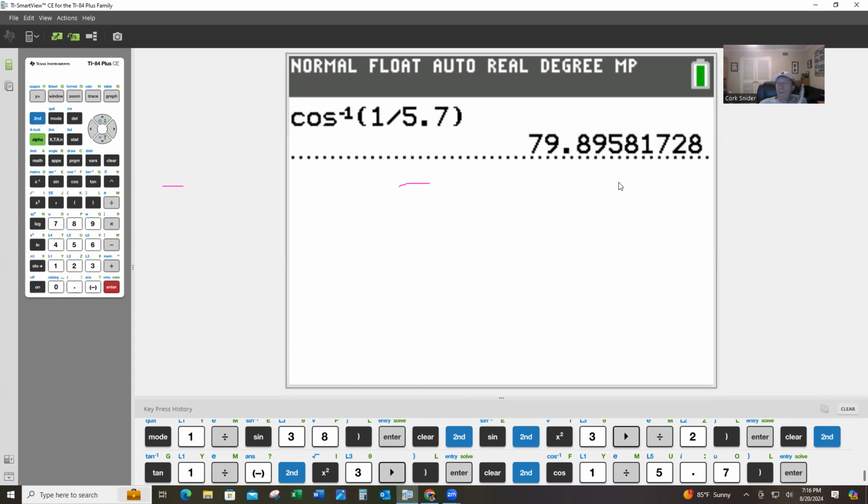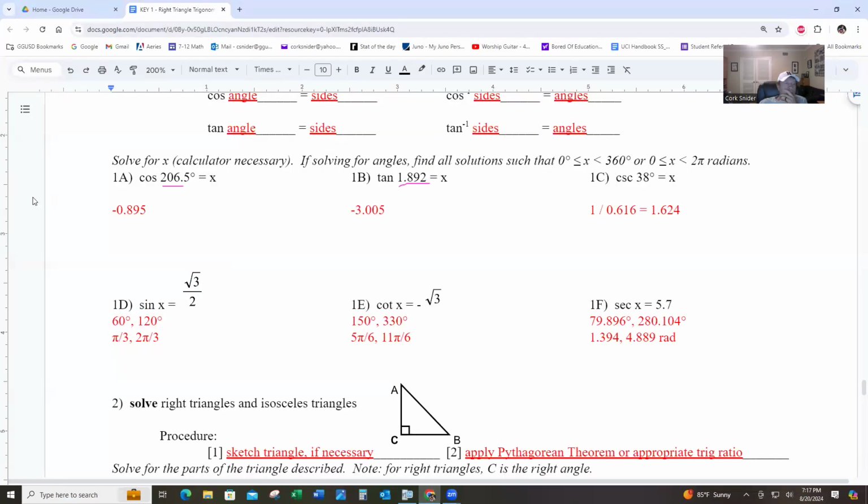And notice it gives me about 80 degrees. I'll just go with 80. Okay. We're going to look for the other angle here, though. So let's say this is 80 degrees. Excuse me. This is 80 degrees.